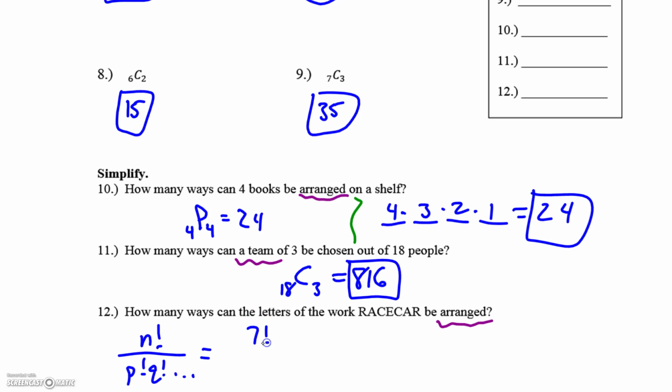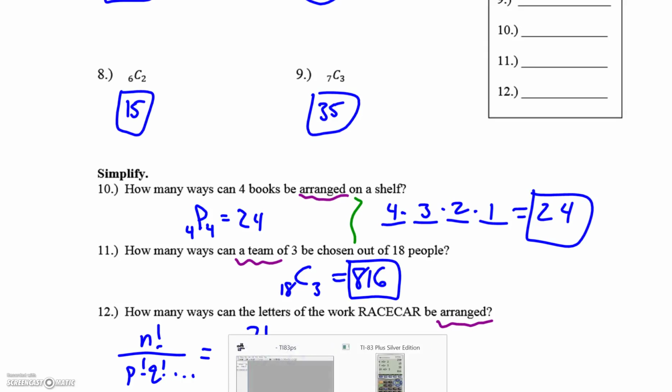There's 7 of these, so it's 7 factorial over. Now I need to represent my repeated values. I have 2 r's, so I put a 2 factorial for the r's, and I have 2 a's, so I put a 2 factorial for the a's, and I have 2 c's, so I put a 2 factorial for the c's. And now this becomes a job for my calculator.